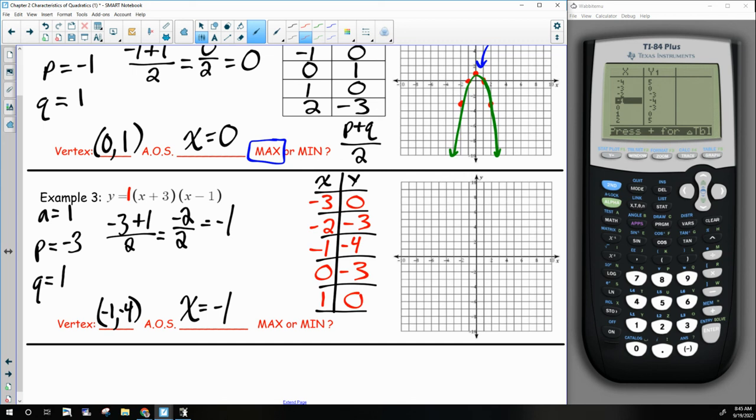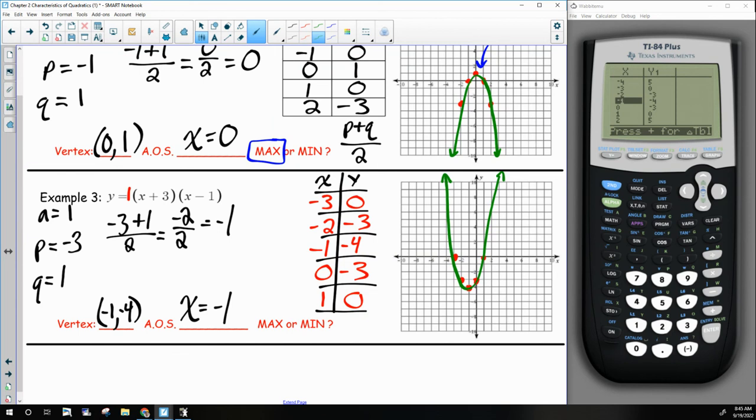Plot your points, connect your dots, and we're finished. After we determine max or min. So, -1, -4. -2, -3. And -3, 0. We got 0, -3. Smart board's starting to lag. And 1, 0. Connect your dots. All things considered. Big breath.